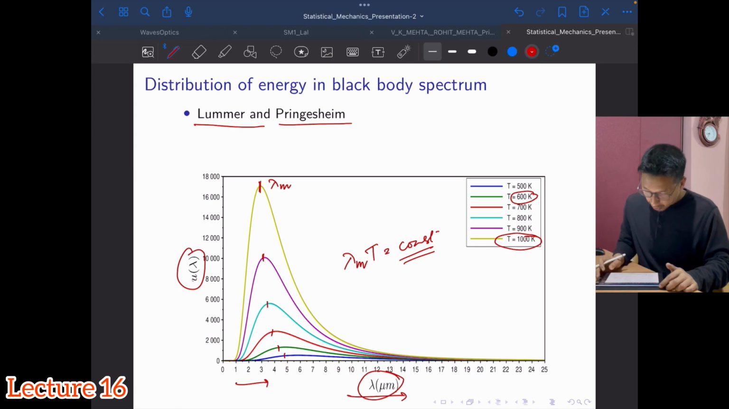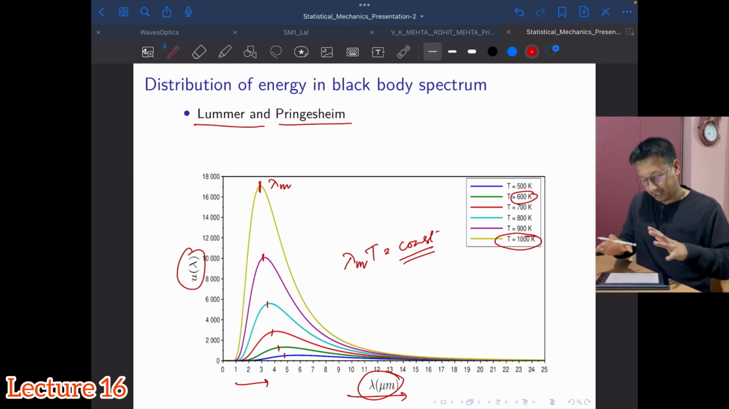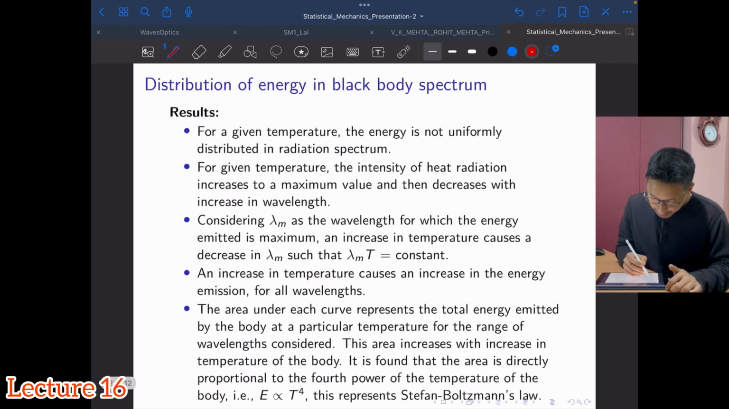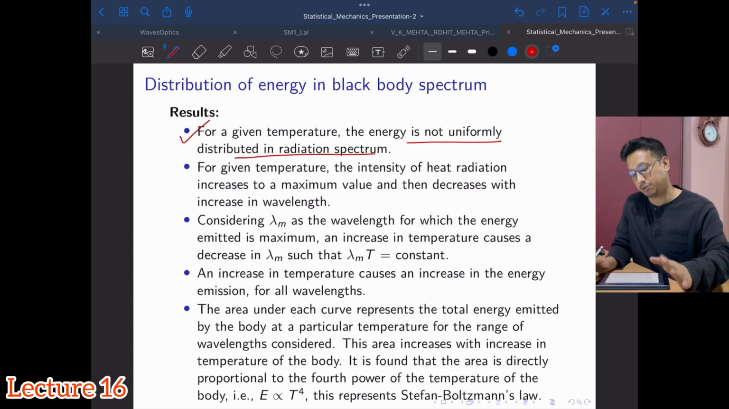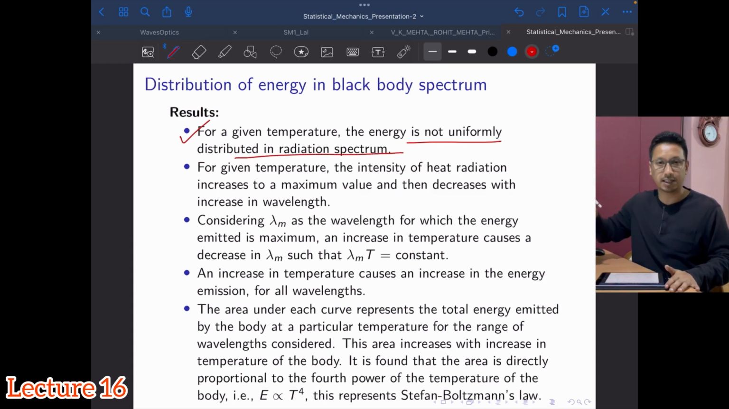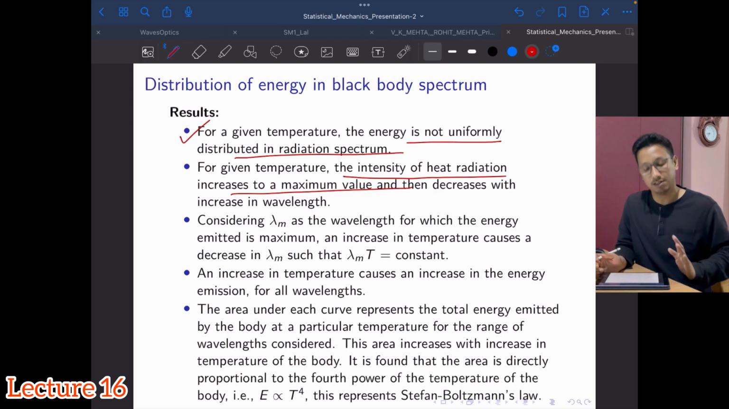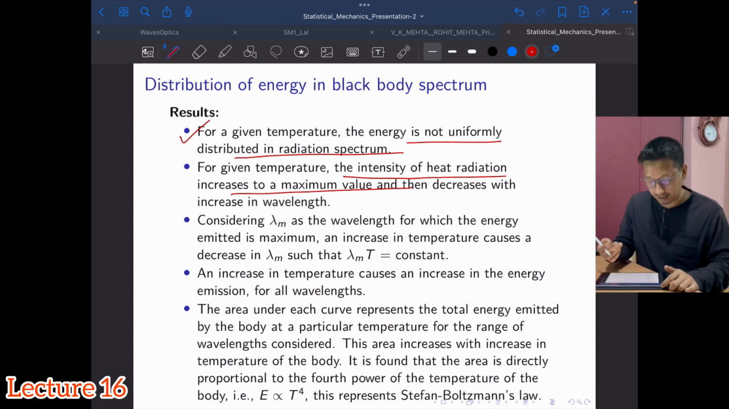So I have summarized the observations of the experiment by Lummer and Pringsheim in a few points. The first point is that for a given temperature, energy is not uniformly distributed in the radiation spectrum, as we have talked about. Because it's not uniform, you have a certain peak and then it comes down like that. Then, for a given temperature, the intensity of heat radiation increases to a maximum value and then decreases with increasing wavelength; this supplements the first point.